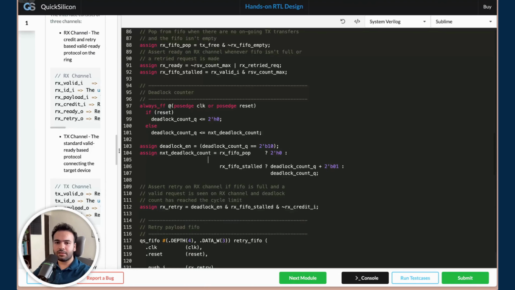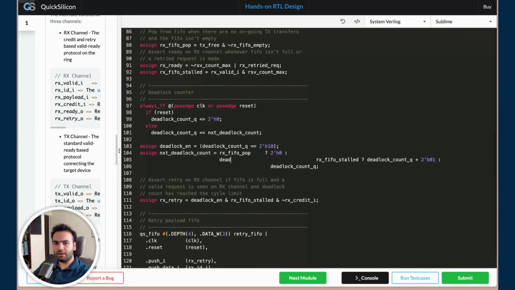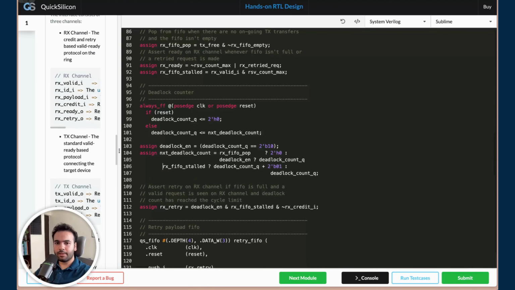If we just add a condition here, which is if deadlock enable, then keep the current count value, which is deadlock_count_q. Let's just align it correctly. Yeah. So now what we are trying to say is if the deadlock enable was set, then keep the counter value same, and some other condition, probably the RX-FIFO pop condition, would make the counter 0 the next time.